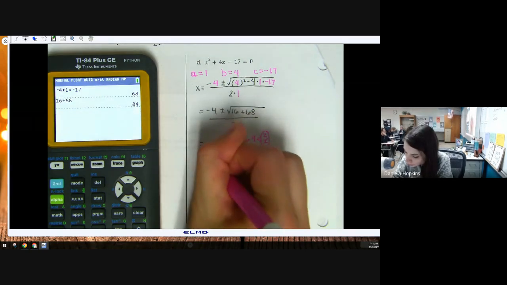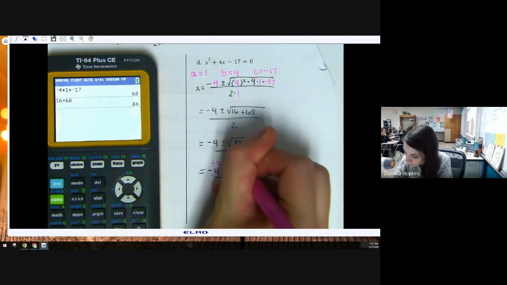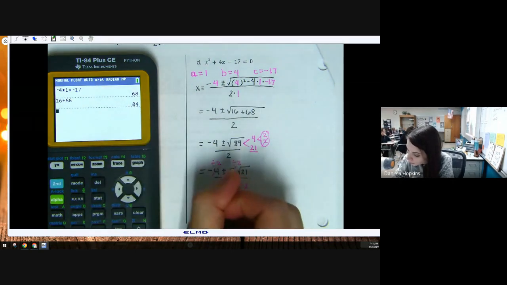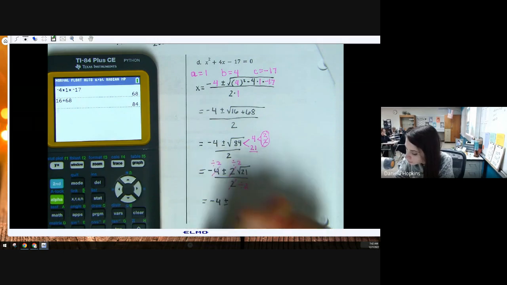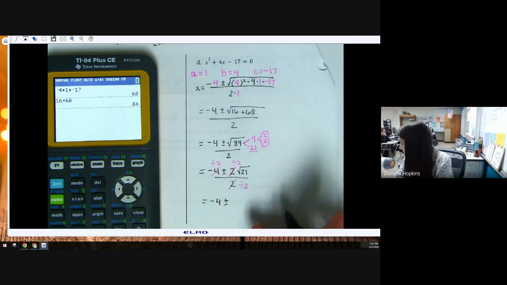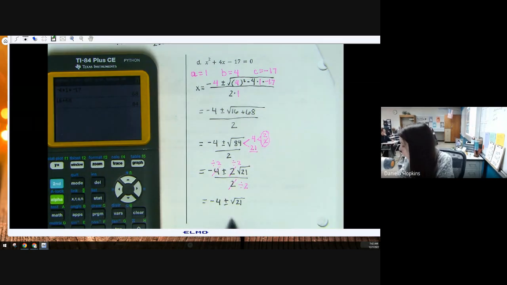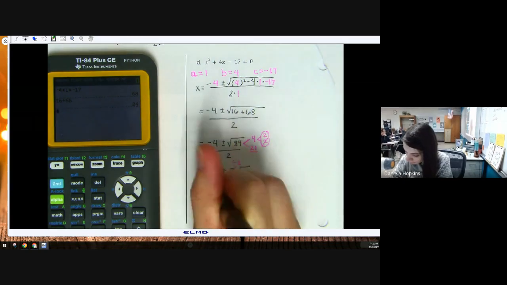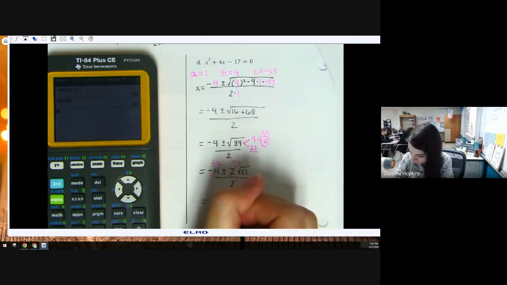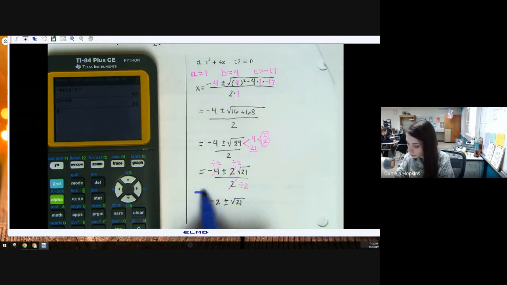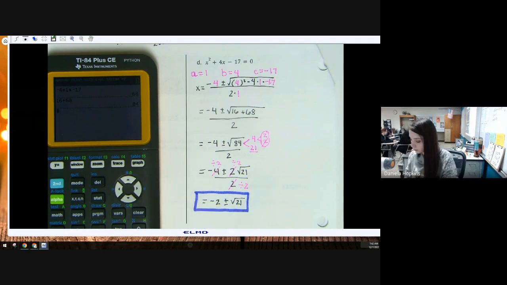So I can divide by 2, divide by 2, divide by 2, which would leave me with negative 4 plus or minus. There would be a 1 here, but GoFormative doesn't want to see that. So I'm just going to put square root of 21. And then again, it would be over 1, but I don't need that. Oh, I'm sorry, negative 2. Thank you. Because 4 divided by 2 is 2, not 4. So this would be how you would enter your answer into GoFormative without the x equals.